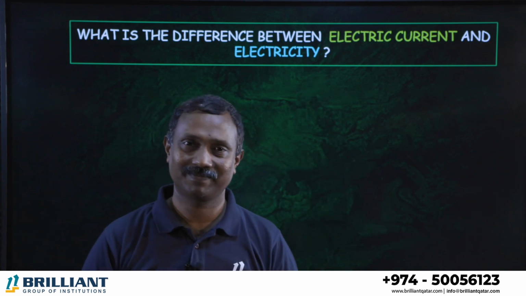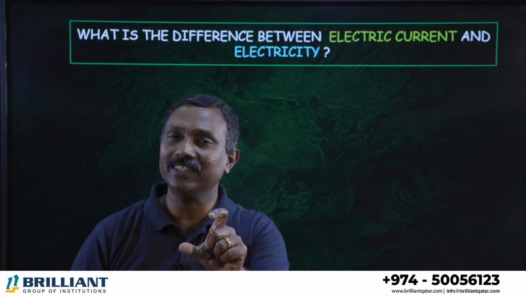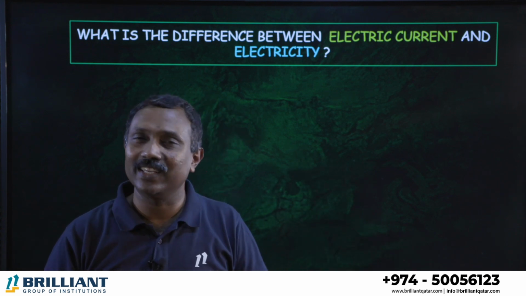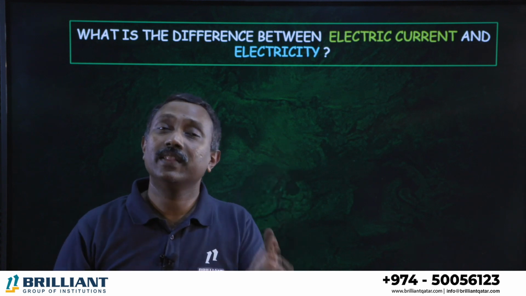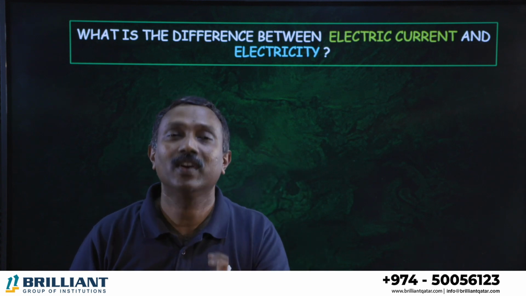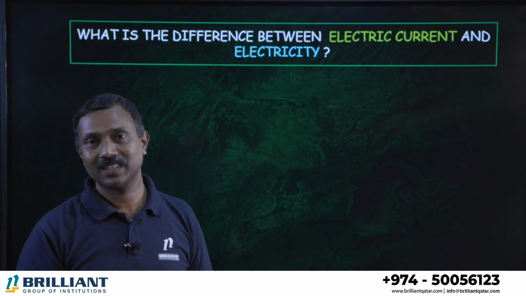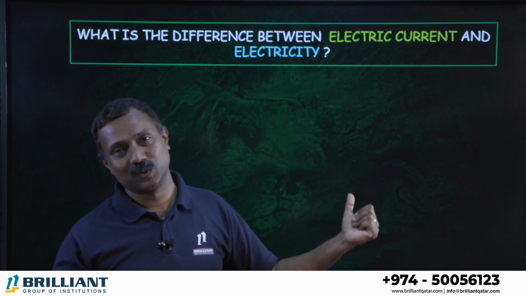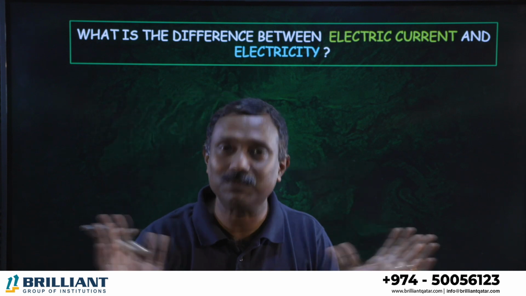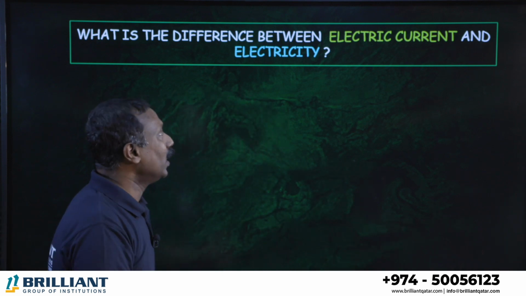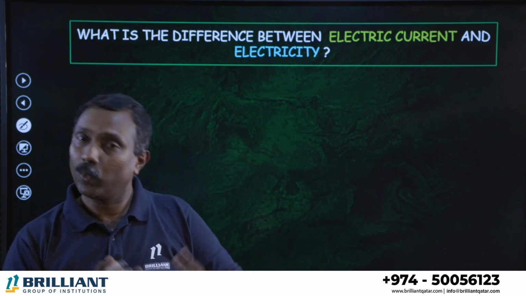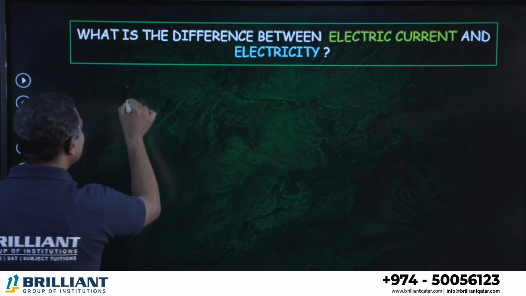Electric current. Clear? So electric current is a flow of electric charges, whereas electricity is a form of energy constituted by the flow of these electric charges. That is the major difference between electric current and electricity. Hope you understood this concept very well. Now, I just used one term, electric charge. What is this electric charge?